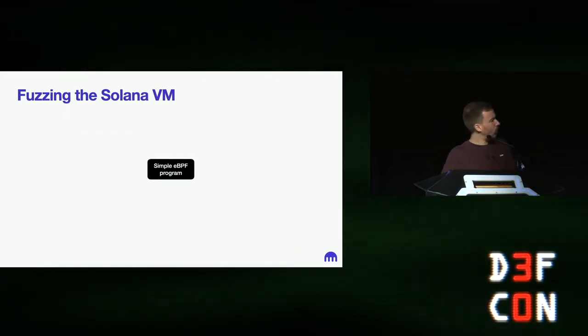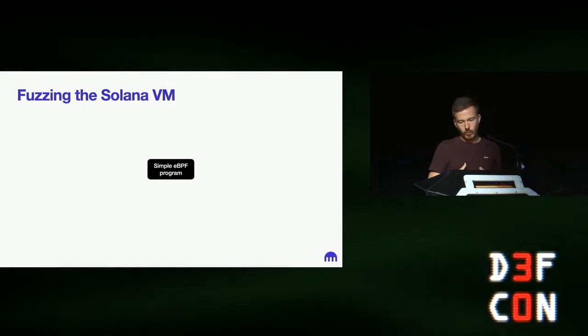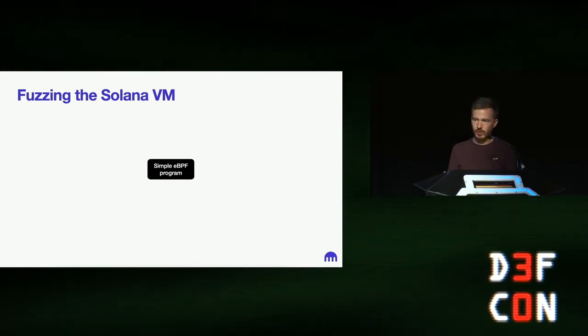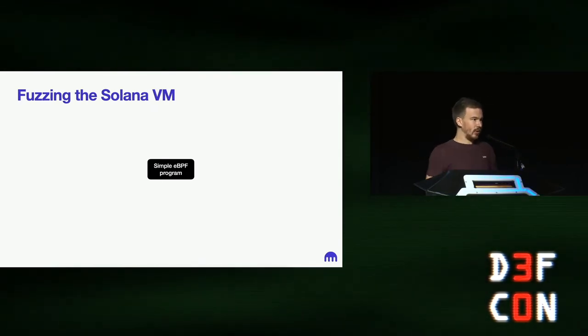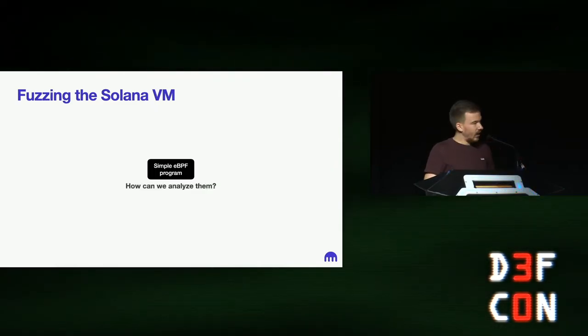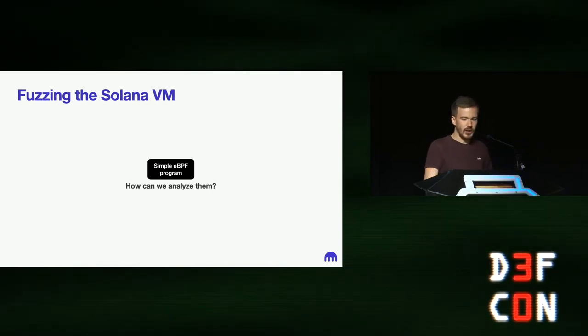Now, one of the issues we encountered at this point is that we wanted to analyze these binaries. Before we put them into the fuzzer, we want to look at the instructions that are generated for them. We want to look at what they do. Do we really get the instruction coverage that we require? Which puts us at the place where we wondered, how can we actually analyze them?